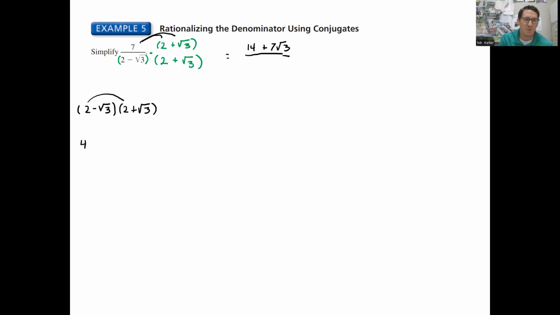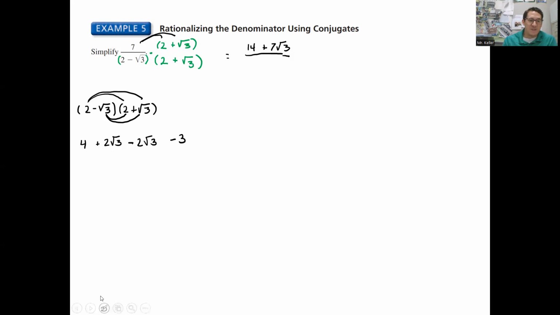So 2 times 2 is 4. 2 times root 3 is 2 root 3. This is a negative root 3, so negative root 3 times 2 is negative 2 root 3. And then negative root 3 times root 3. So it's the negative in front here, so I got to keep track of that negative. Root 3 times root 3 is just 3.